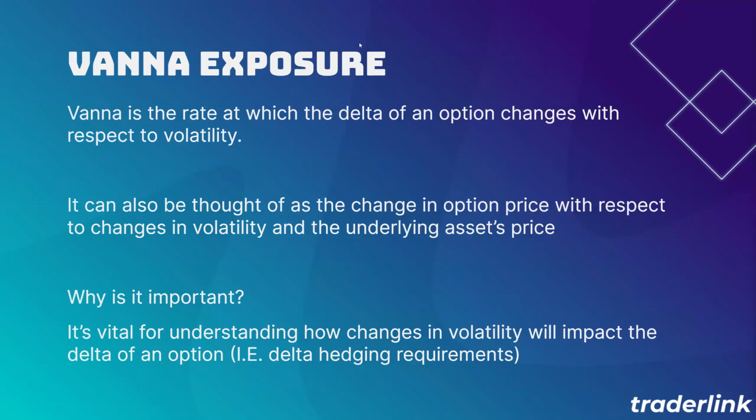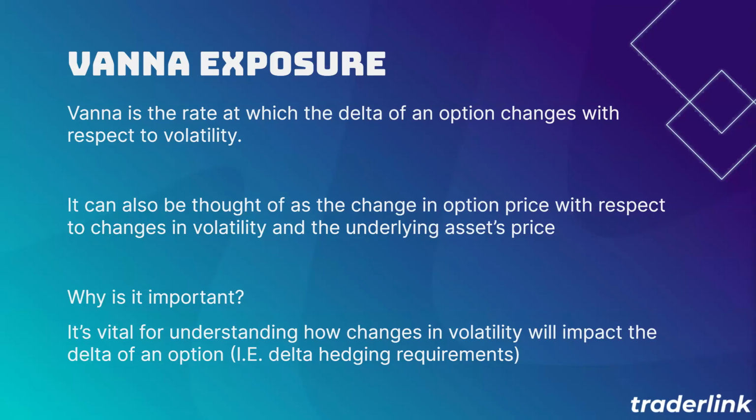Hey guys, so getting into Vanna exposure and charm exposure, it's a bit similar to gamma exposure, but typically Vanna exposure measures how much the delta of an option is going to change with respect to changes in the market's volatility. So in simpler terms, it helps us understand how changes in the market volatility will impact the option's sensitivity to price changes in the underlying asset. The importance of Vanna exposure is basically in its ability to provide insight into how the option position is going to be affected by shifts in volatility.